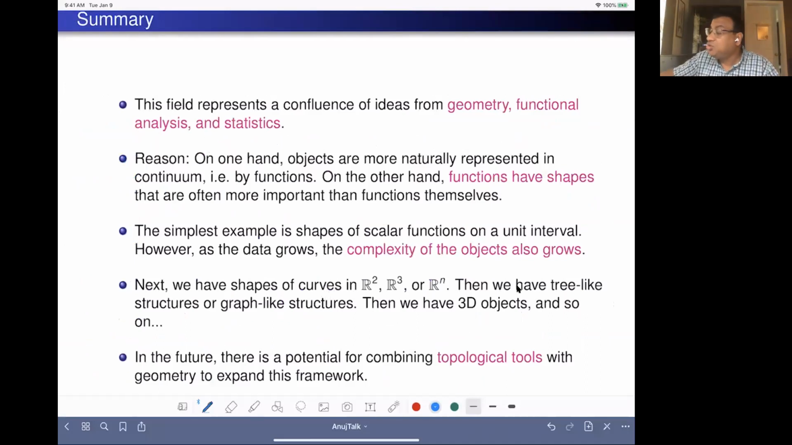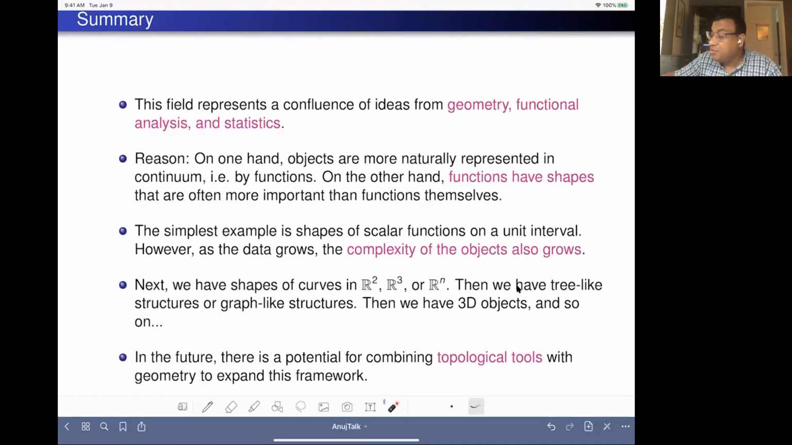But just to summarize, I've given you some highlights on a field. This is not just one problem. It's not just shape analysis. It's not just functional data analysis. This is a field which represents the coming together of ideas from geometry, from statistics, from functional analysis. So it interests mathematicians, applied mathematicians, engineers, geometers, and statistics and data analysis also.